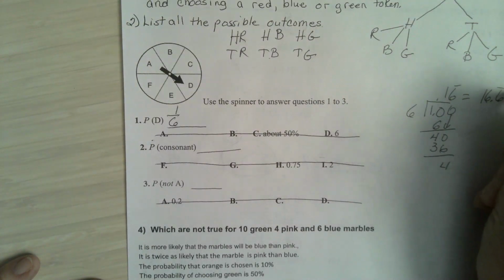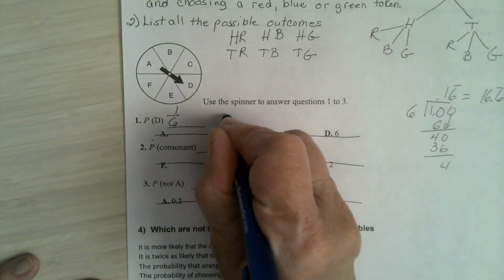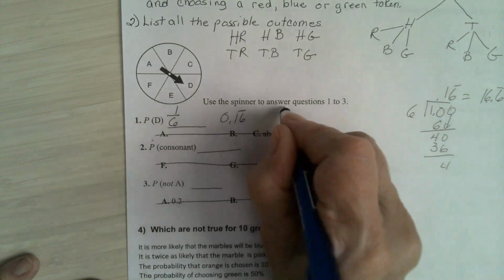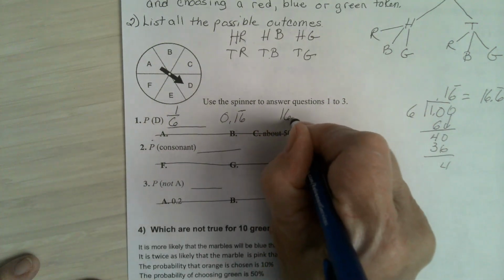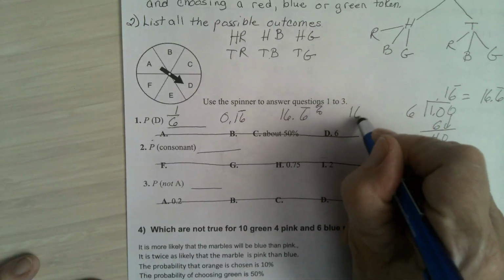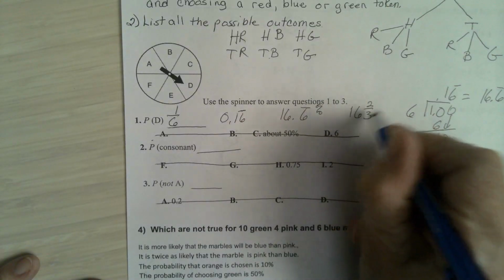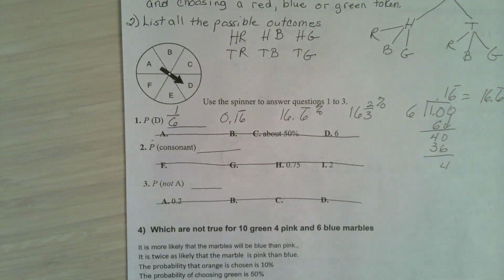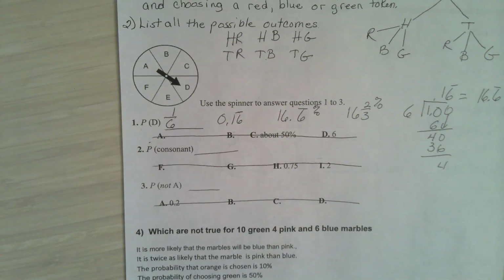So that's going to be 16.6 repeating percent. So you could have 0.16 with the 6 repeating, or 16.6 repeating percent, or it's sometimes 16 2/3%. The point is the 6 repeating is this fraction 2/3.